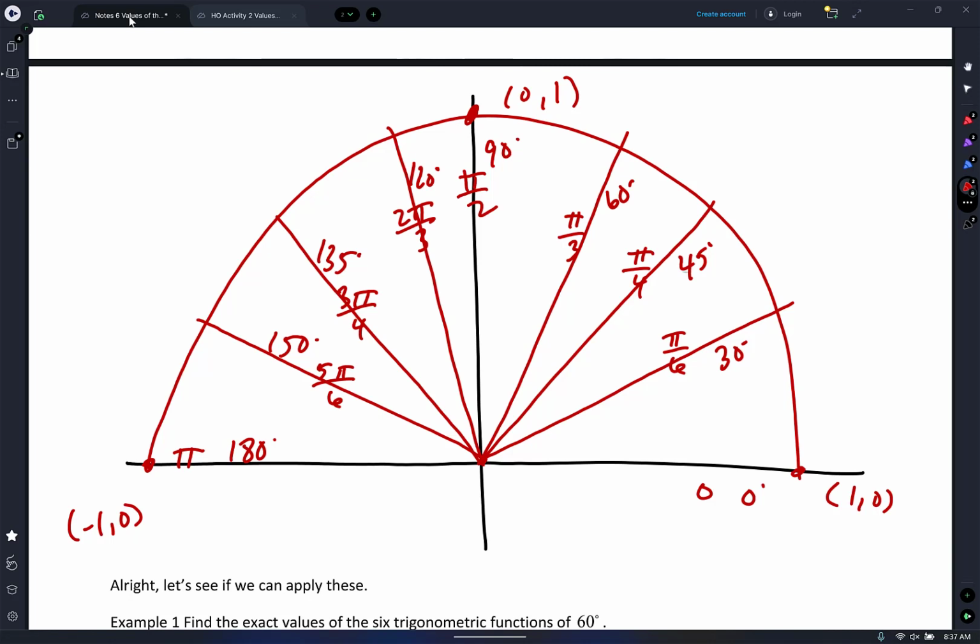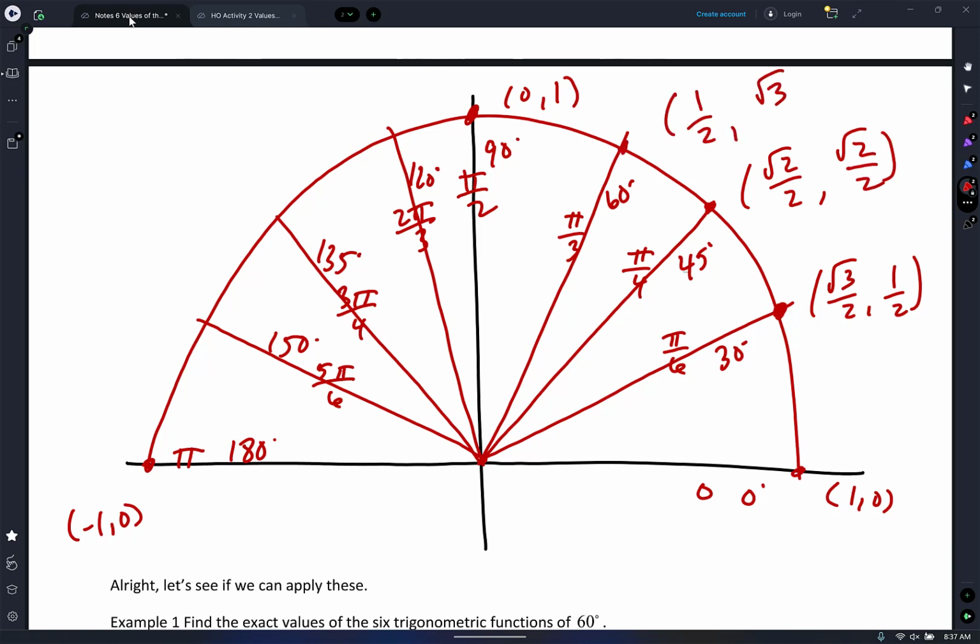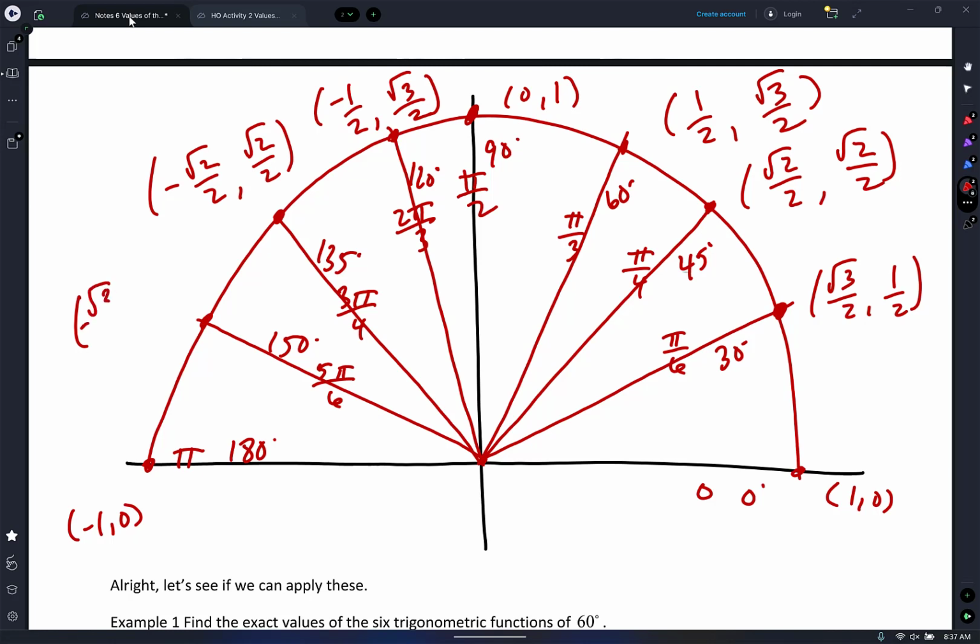What about coordinates? Square root of 3 over 2 comma half, that's at 30 degrees. Square root of 2 over 2 comma square root of 2 over 2. 1/2 comma square root of 3 over 2. And then I'm at 2 pi over 3, so that's going to be negative 1/2 comma square root of 3 over 2. And then at 135, that's going to be negative square root of 2 over 2 comma square root of 2 over 2. And then at 150, that's going to be negative square root of 3 over 2 comma 1/2. And then finally negative 1, 0.